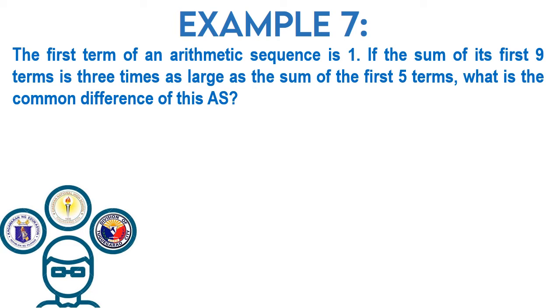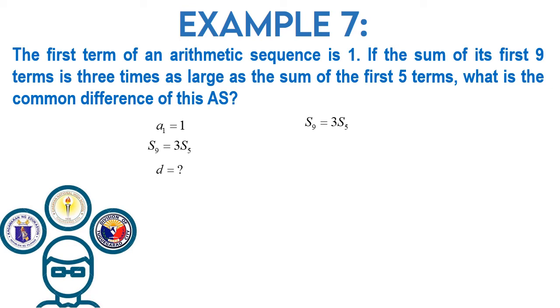The first statement tells us that the first term a sub 1 is 1. The second statement also tells us that the sum of the first 9 terms, denoted as S sub 9, is equal to thrice the sum of the first 5 terms, denoted as S sub 5. And we are looking for the common difference. In math, the second statement is translated as S sub 9 is equal to 3S sub 5. We are going to kick off from this equation.